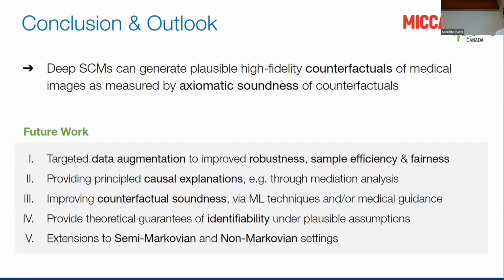And there's also lots of work to do in the theoretical identifiability proofs and providing some plausible assumptions under which we can guarantee sound counterfactuals for images, and also extensions to semi-Markovian and non-Markovian settings, where the associated causal graph may have confounding going on. So lots of challenges there as well, and highly non-trivial for images.